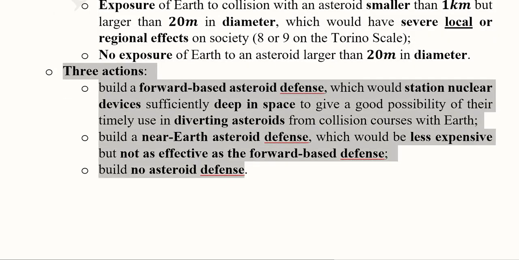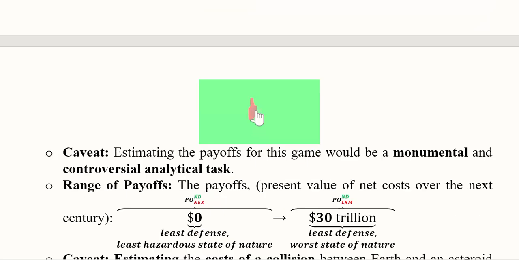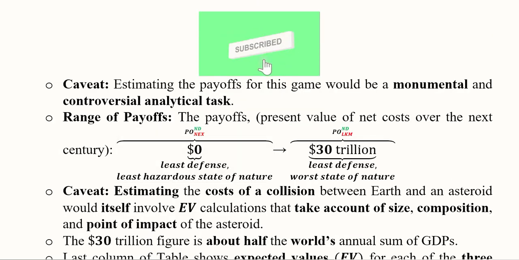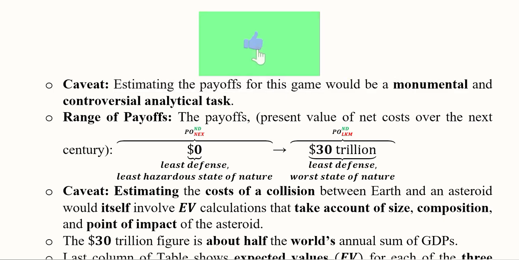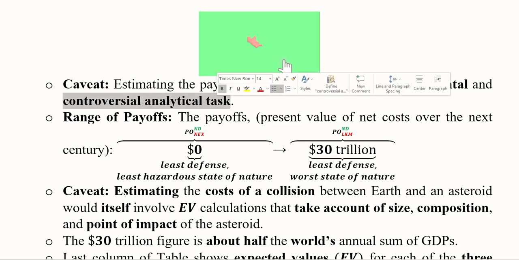Here the three actions have been explained that we have already understood. And then we have this caveat, and that is the process that we are trying to do in this game against nature and defense against the asteroid is basically a very monumental work. It's not a small activity to do. And it can also become controversial because of the variety of the values that can exist, the uncertainty that can exist.